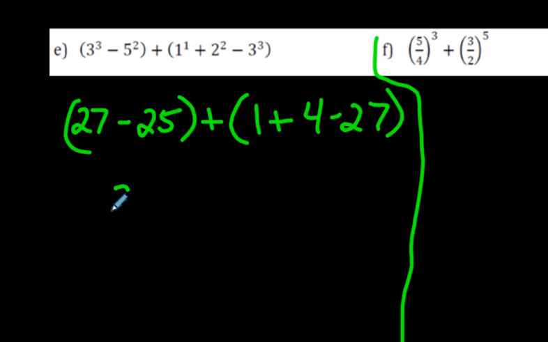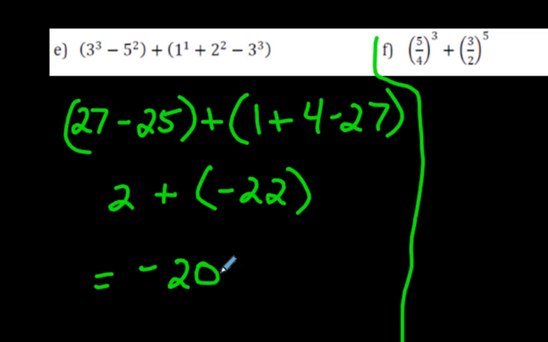27 minus 25 is 2 plus, what is 1 plus 4? That's 5. And 5 minus 27 is negative 22. Okay? And 2 plus negative 22 would give us a final answer of negative 20.